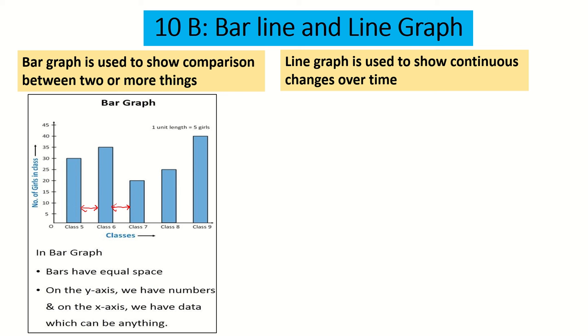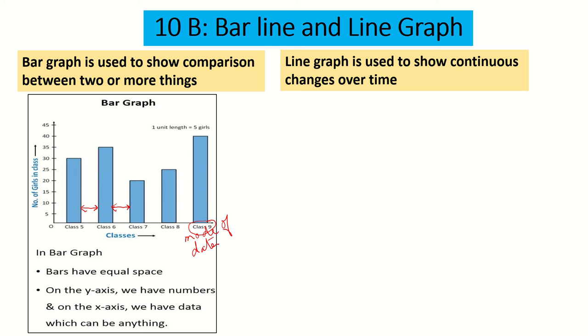So there is no need for a continuous change. We just have the number of students of each class, and we are comparing which class has the highest number and which class has the lowest number. Here class 9 has the highest number, and it is the mode of the data also, because we have studied that the mode of data is the most frequently occurring value. So here it is 40.